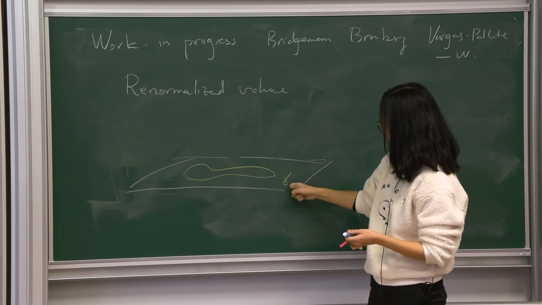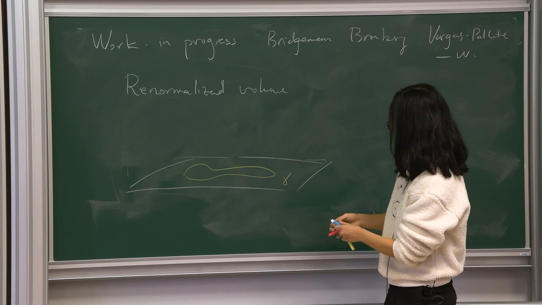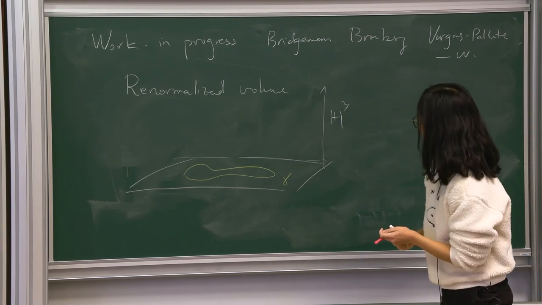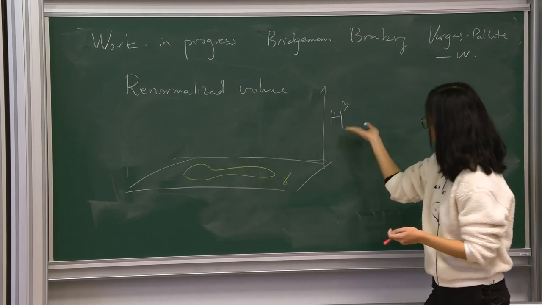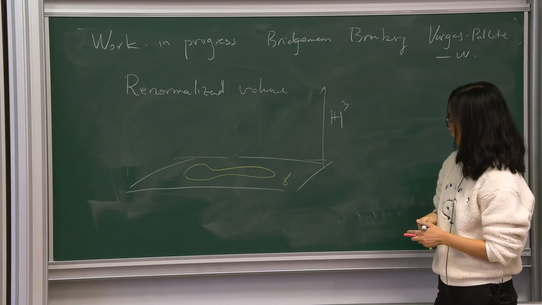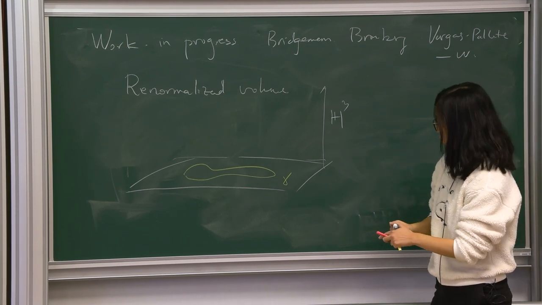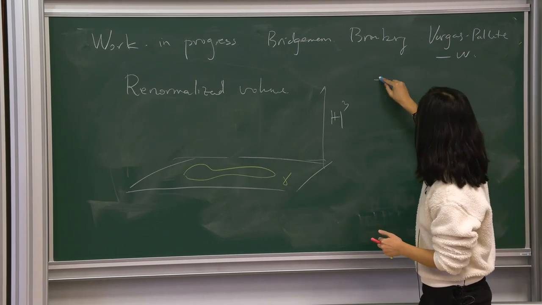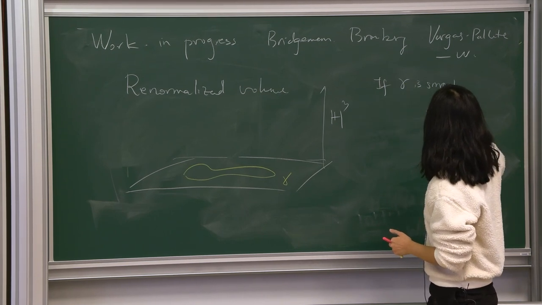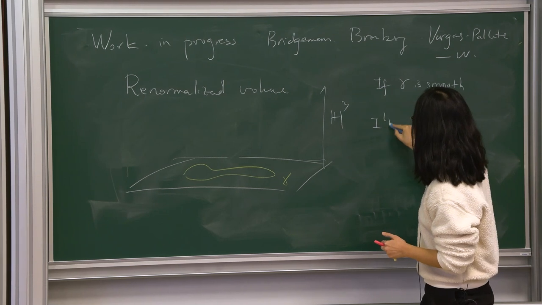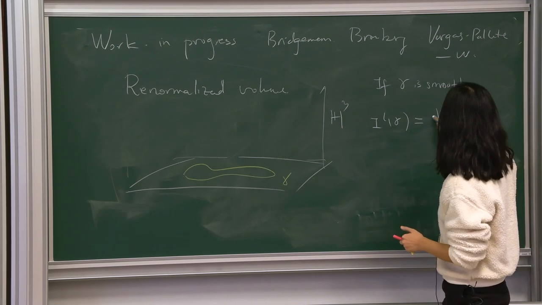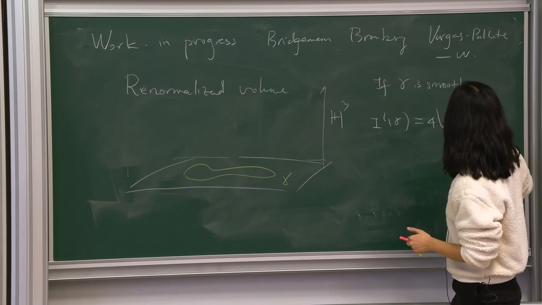I take my curve gamma in my complex plane, and I put it into the hyperbolic three-space. So now the complex plane is the boundary of my hyperbolic three-space. And we can show that, at least if gamma is smooth, then the Loewner energy of gamma is exactly equal to 4 times the renormalized volume of gamma.